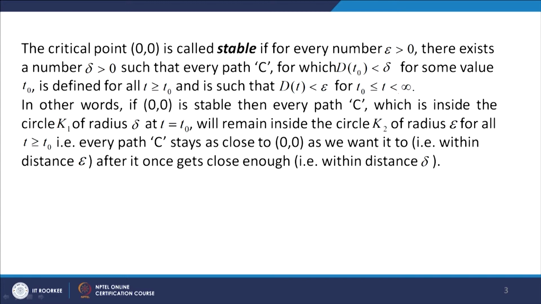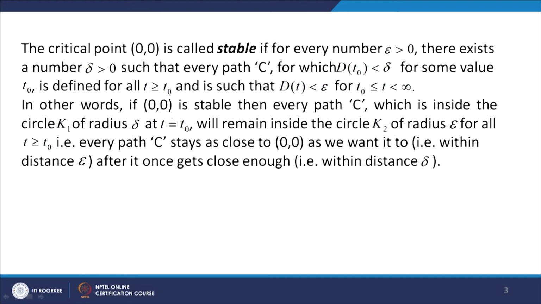So, what we want is that for every epsilon greater than 0 we should be able to find a number delta greater than 0 such that every path for which d(t0) is less than delta for some value t = t0 is defined for all t greater than or equal to t0, and d(t) should be less than epsilon for all t greater than or equal to t0.